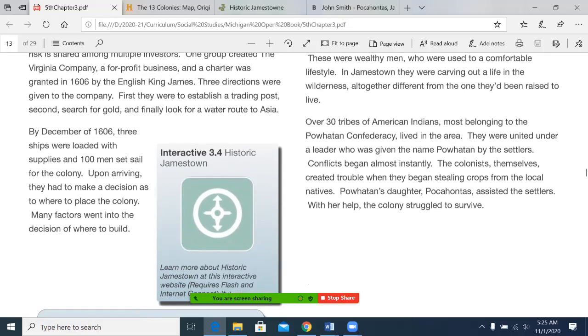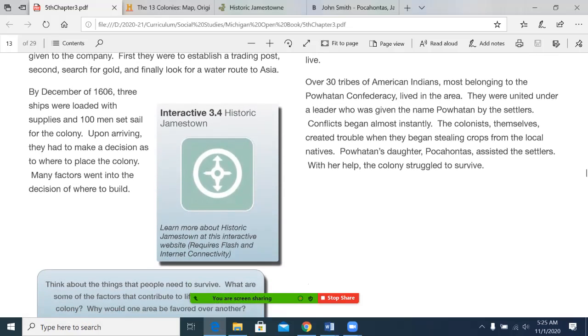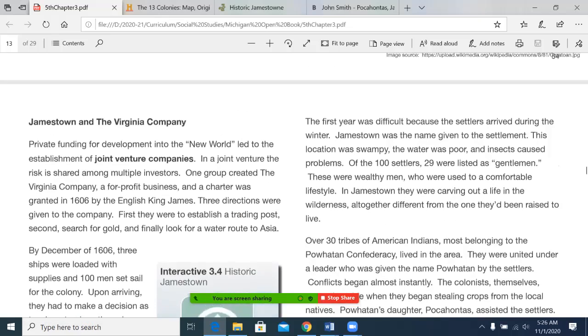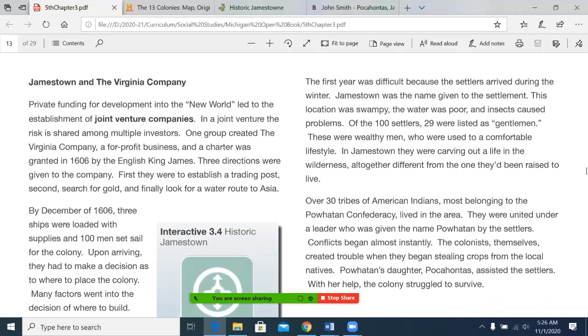Upon arriving, they had to make a decision as where to place the colony. Many factors went into the decision of where to build. The first year was difficult because the settlers arrived during the winter. Jamestown was the name given to the settlement. This location was swampy, the water was poor, and insects caused problems.